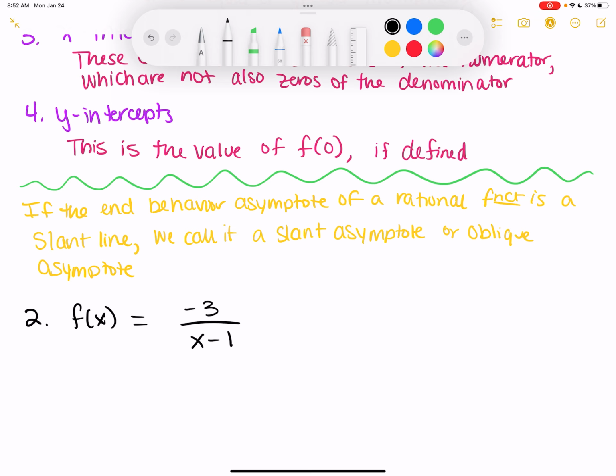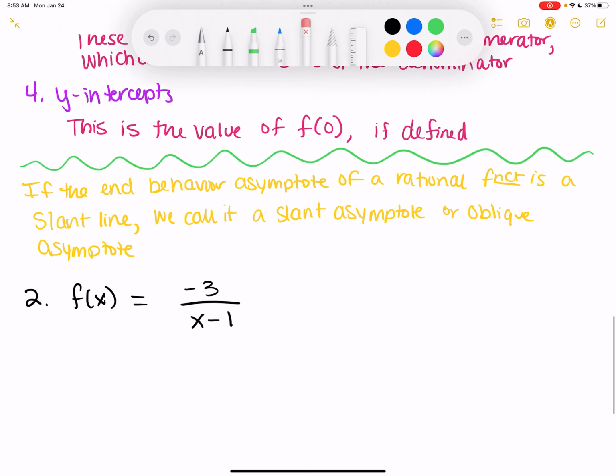So basically, where can this not exist? What can't be true of this? x can't equal 1. Okay, but why? Because what's wrong with it? Okay, because that would make the denominator equal to 0. So we're trying to eliminate anything that makes the denominator 0.